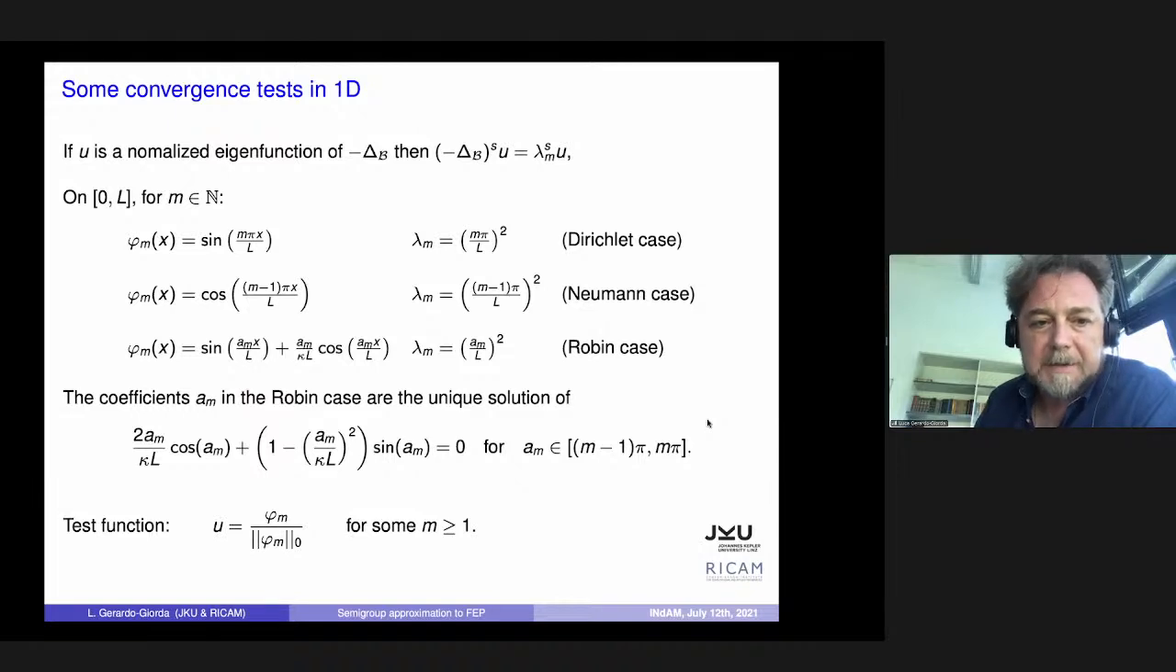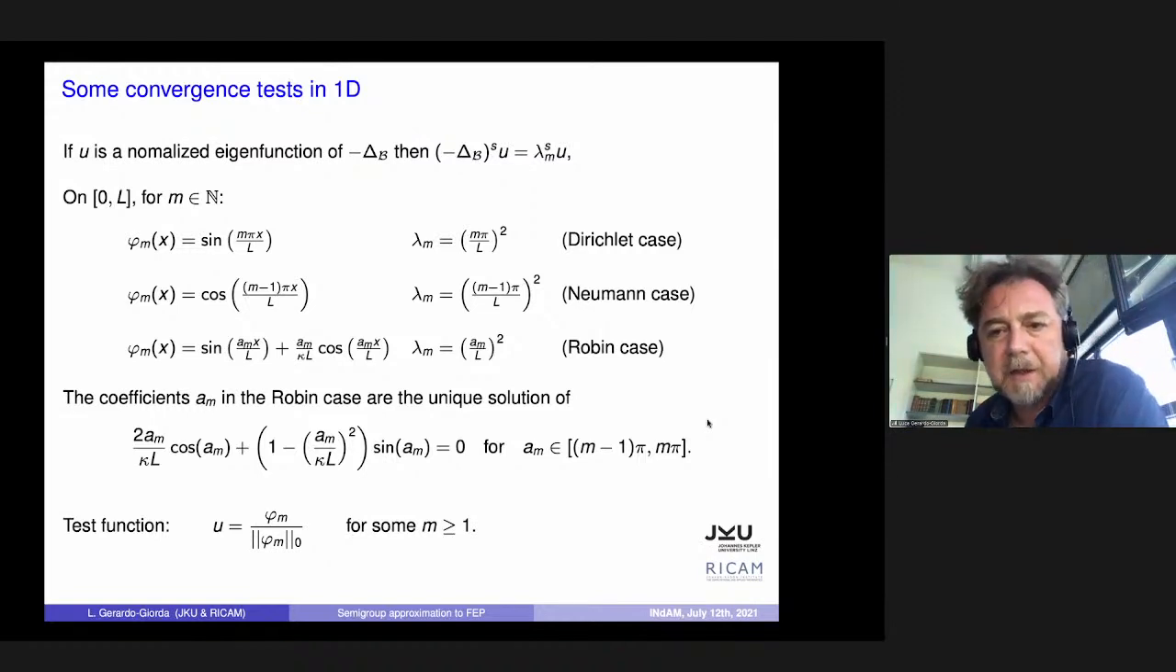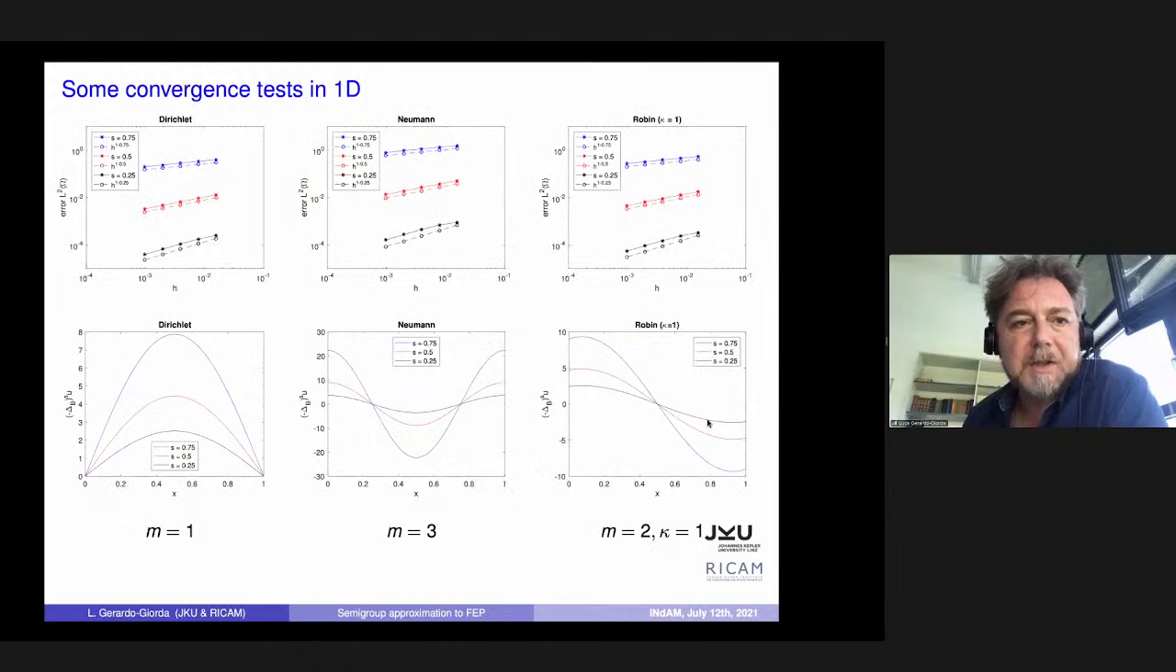We did some tests on that, but I'm getting a little long on that one, so I'll be pretty fast. Let's say that we consider normalized eigenfunctions. If you have a normalized eigenfunction, then the action of the spectral fractional Laplacian is just the product of the eigenvalue to the power s times the function itself. We chose three different cases for the Dirichlet, Neumann, and Robin cases, where the coefficients in the Robin case are suitably computed. And we can see that we actually had the correct estimate that we expect in terms of convergence to the exact solution.